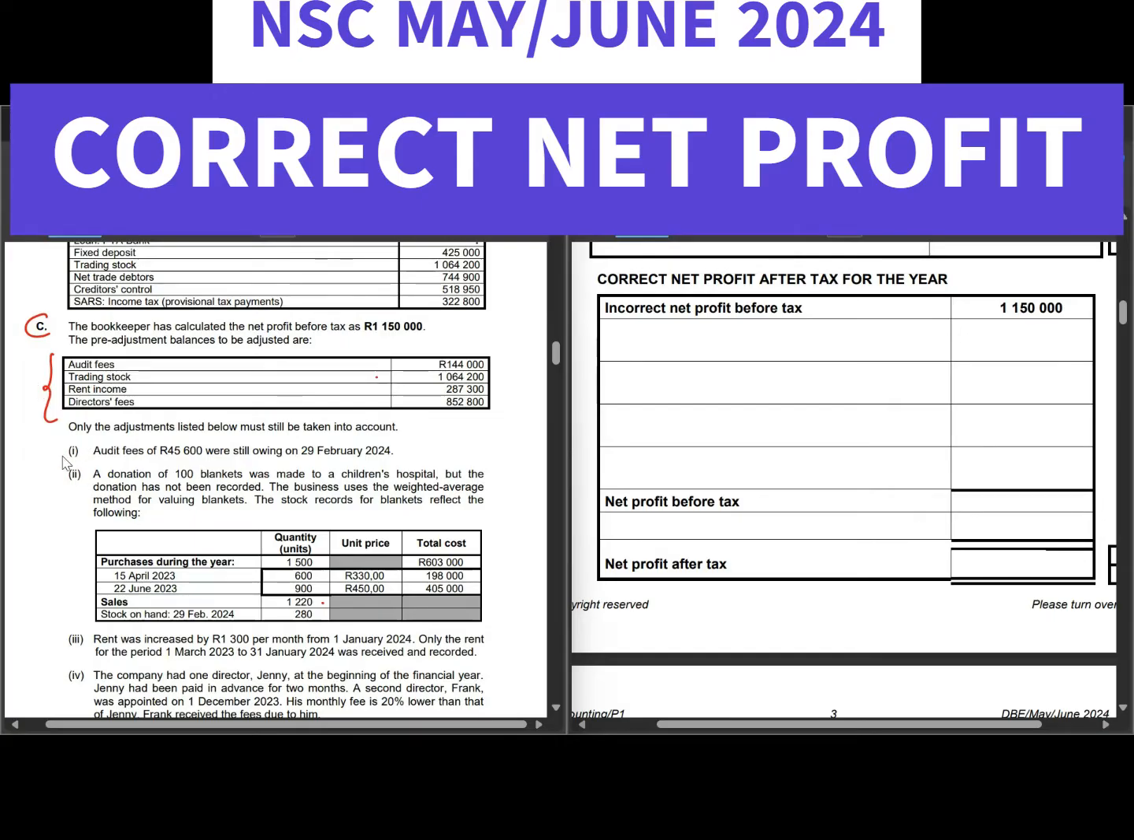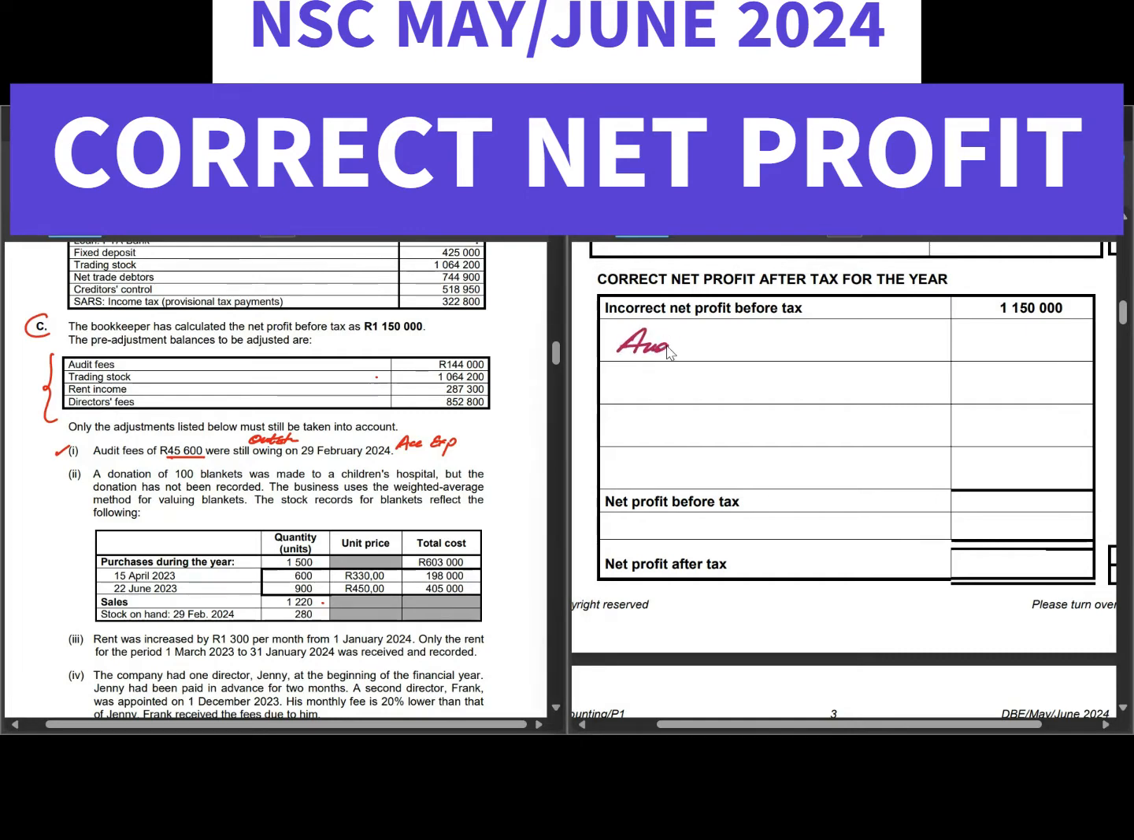The first one is audit fees of 45,600. We're still owing. We're being told that these audit fees of 45,600 are still owing, so it's owing or outstanding. Once an amount is still owing, an expense has been incurred but not yet paid for. That is now our accrued expense. And with accrued expenses, if we're doing the correct net profit calculation, it will decrease the net profit. In other words, it's an expense that was incurred but not yet recorded.